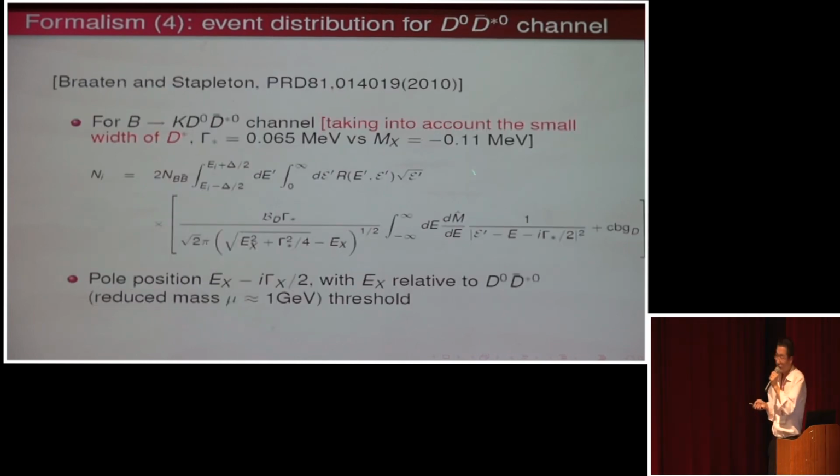But now the D star width is important, although it's always very small. Note that the X particle width is also 0.1 MeV. It's not so small compared to the D star width. And in numerics, we also confirm this point.